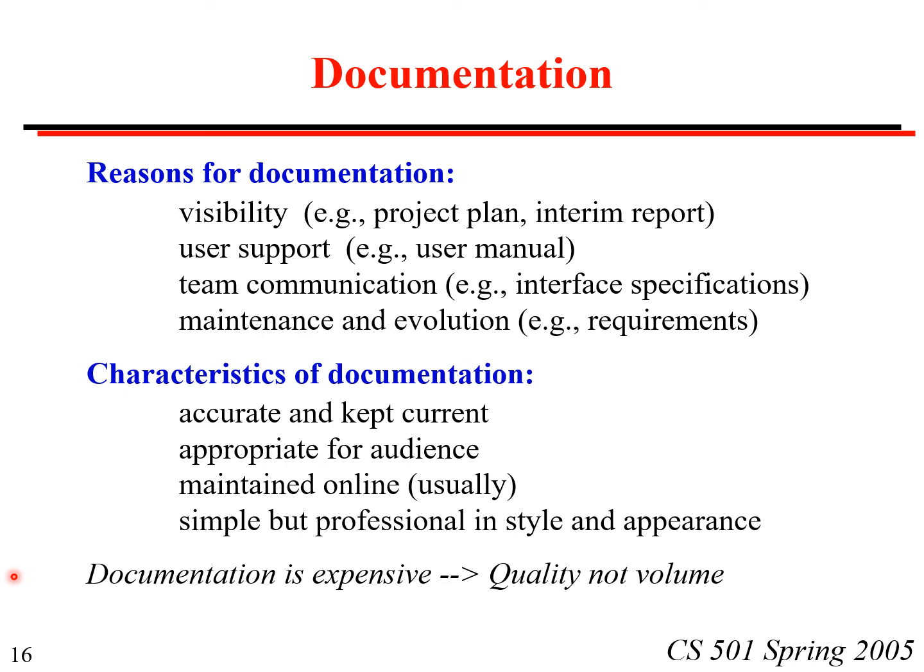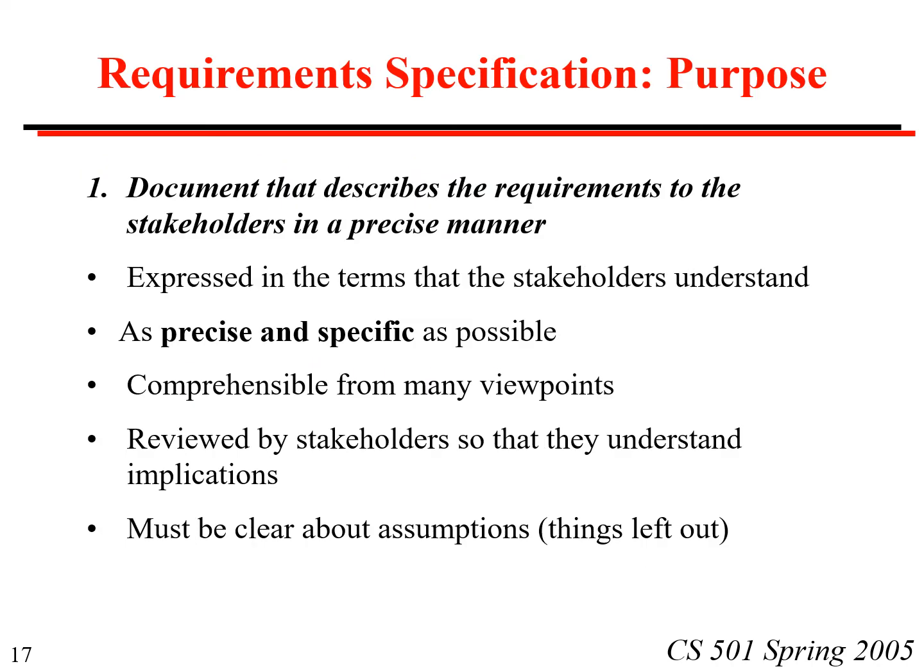Okay, so documentation is expensive, quality-wise, not volume-wise. Fine. So going ahead, requirement specification, purpose. All these things we have already covered, but still: a document that describes the requirements to stakeholders in a precise manner, expressed in terms that stakeholders can understand, precise, specific and crisp, comprehensible from many viewpoints, reviewed by stakeholders, those who are going to use the system. They should review it a number of times, whether it is properly drafted or not, and it must be clear about assumptions, with no confusions or ambiguities.